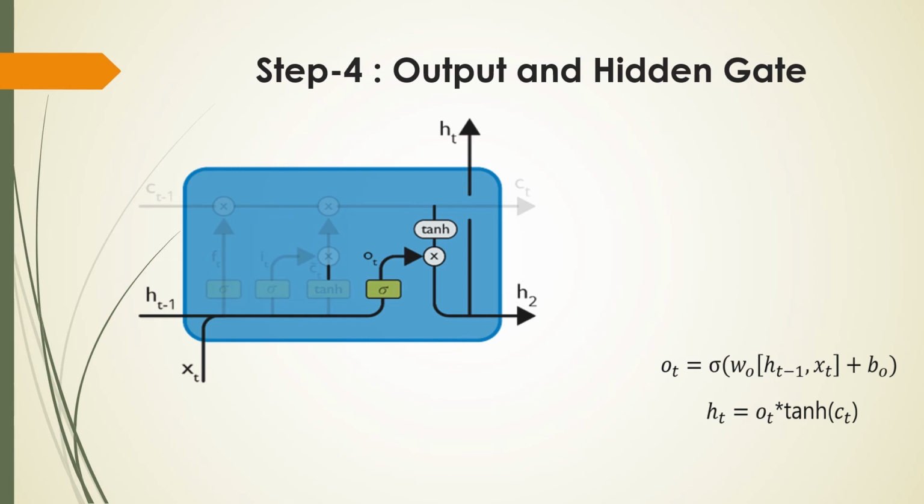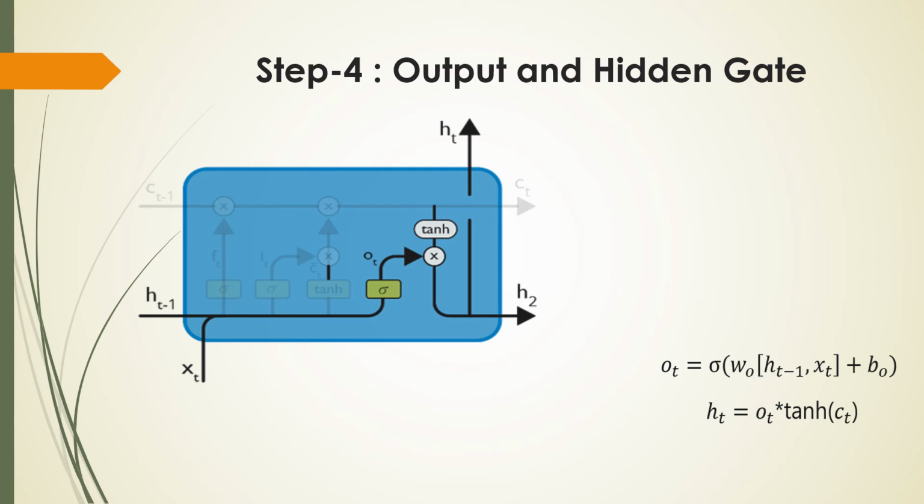So everything is familiar. What is WO and VO? VO means bias and WO means the weight. So HT is also understood: HT is equal to OT times tanh CT. The calculation in this step is pretty much straightforward, which eventually leads to the output.